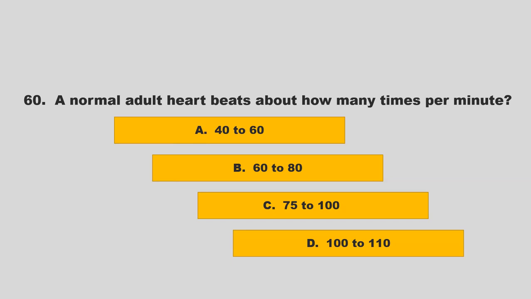A normal adult heart beats about how many times per minute? 40 to 60, 60 to 80, 75 to 100, 100 to 110. If you chose B, 60 to 80, you are correct.